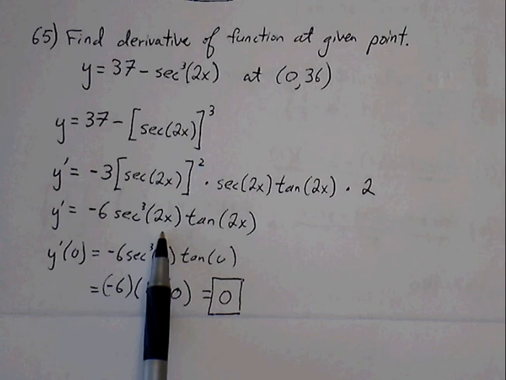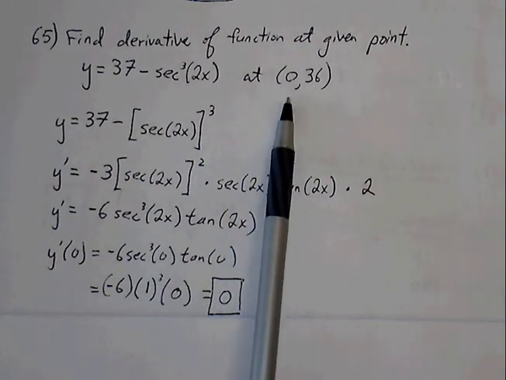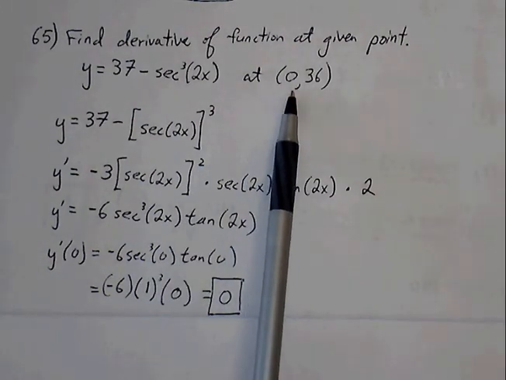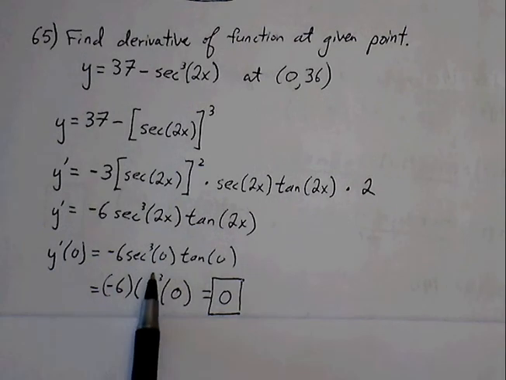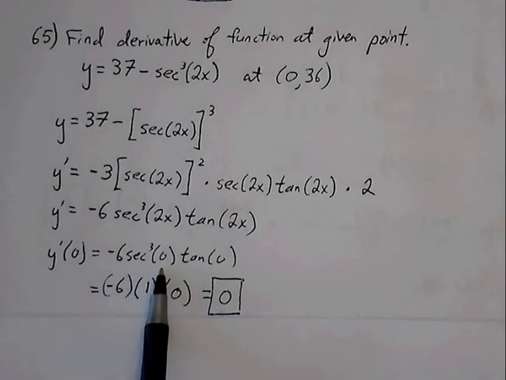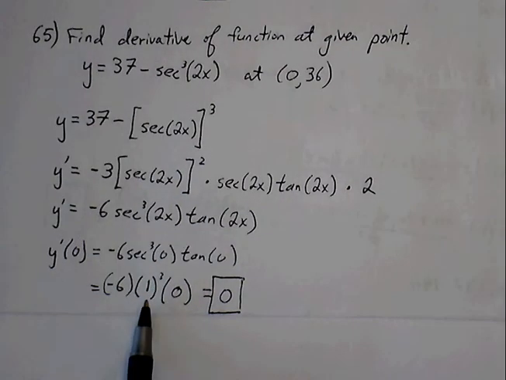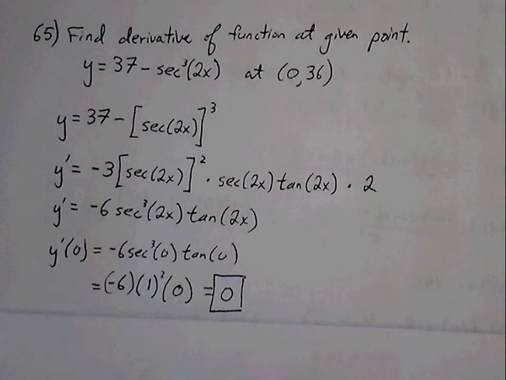Now we're going to evaluate the derivative at this given point. So the argument is 0, so plug in 0 for x. Secant of 0 is 1, and so we cube that 1, which will stay 1. Tangent of 0 is 0, so then negative 6 times 1 times 0 is 0.